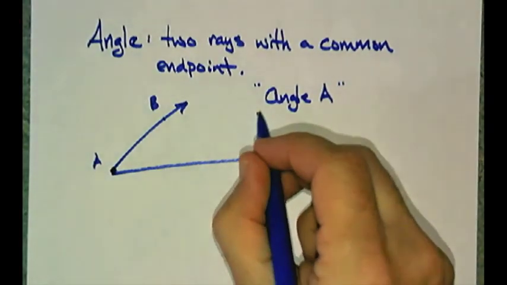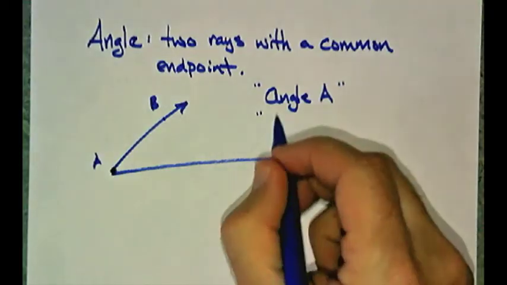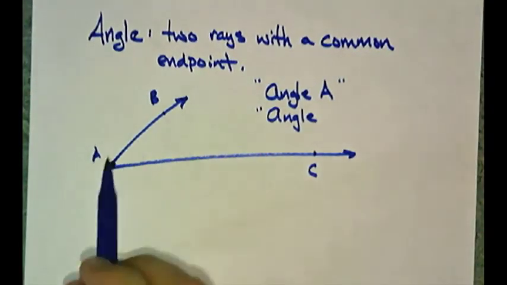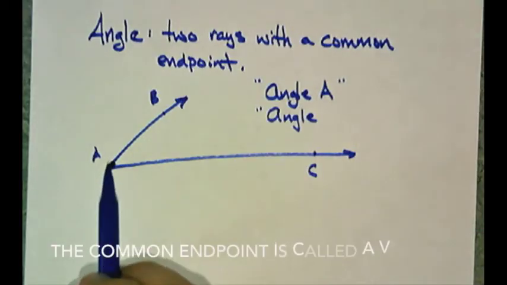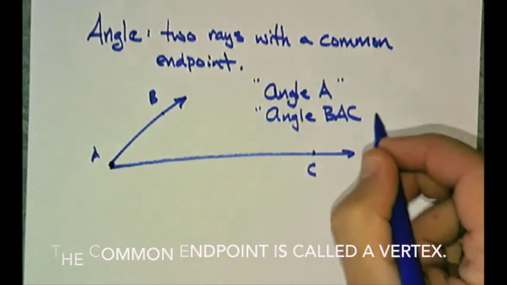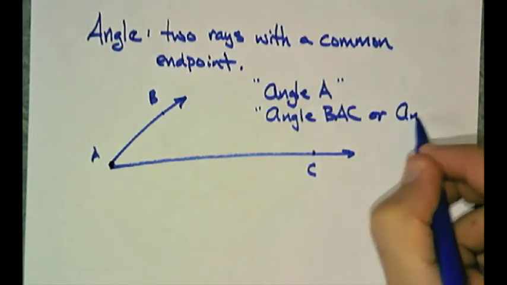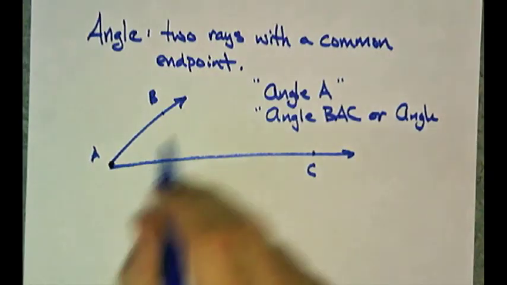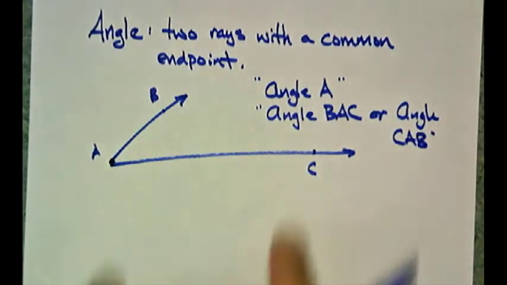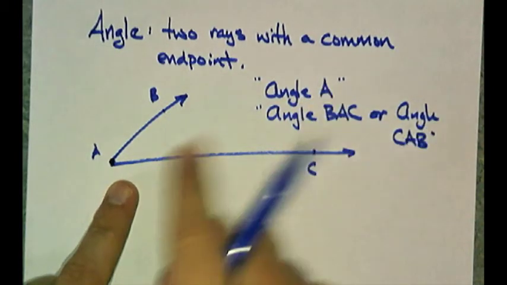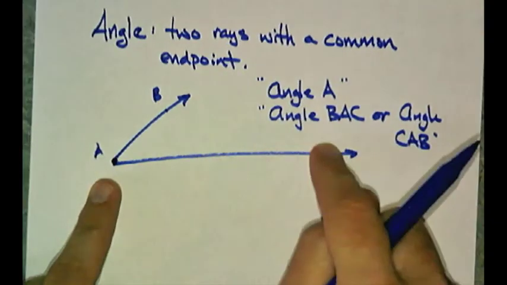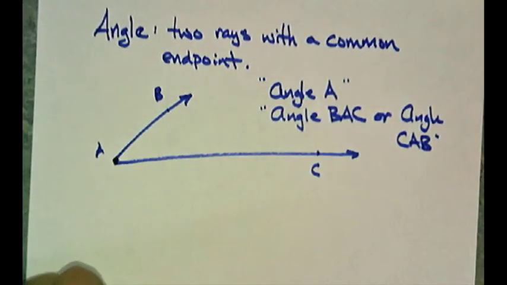We could also call this using the points. This would be angle, and we name it with the common endpoint in the middle. So this was angle BAC or angle CAB. Now I can say angle A because there's nothing else. There's no confusion about that, and that is the angle. And there we go.